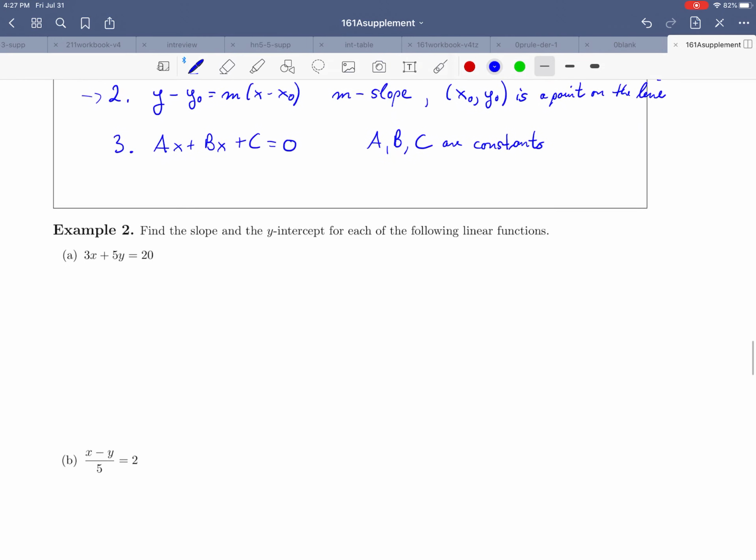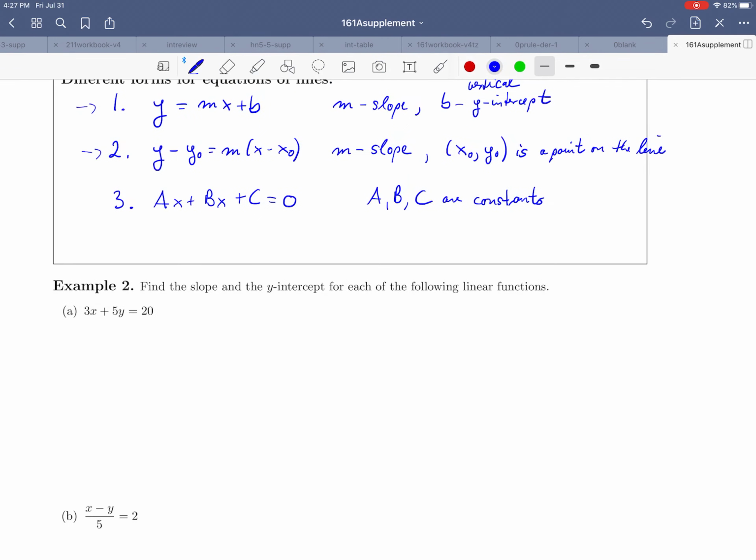Let's look at one quick example just to see these different forms of our equation. So let's say somebody gives you an equation that looks like this, 3x plus 5y is equal to 20, and you would like to know what are the slope and the y-intercept of this line, you can always change the form. So we can start with 3x plus 5y is equal to 20, and then we can solve for y to bring it into slope-intercept form. So the first thing we can do is subtract 3x from both sides. That gives us 5y is equal to 20 minus 3x. And then we can divide by 5. That gives us y is equal to (20 minus 3x) divided by 5.